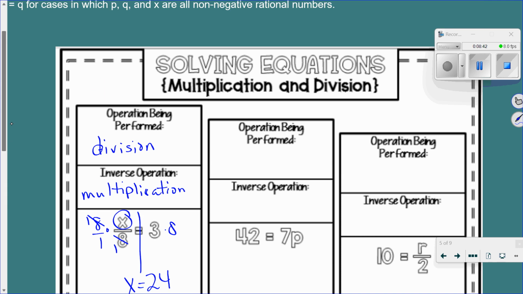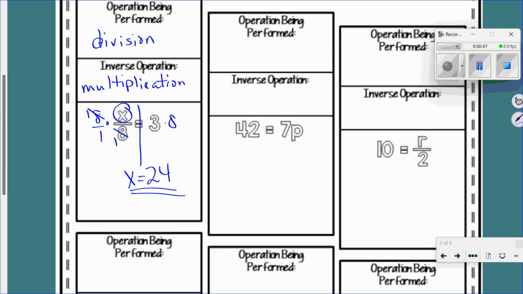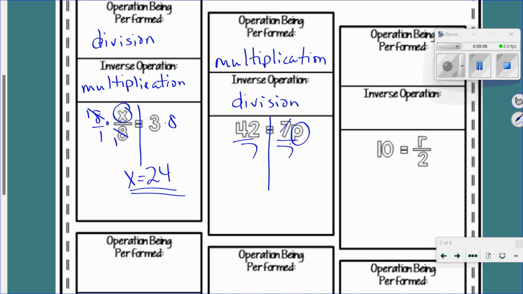Okay, our next one. I circle my variable, draw my line. What's the operation? Right now it is multiplication. So the inverse is division, meaning I'm going to divide both sides by 7. Those go away. P equals 6. Did it matter that the variable was on this side of my equation? No, that's right.